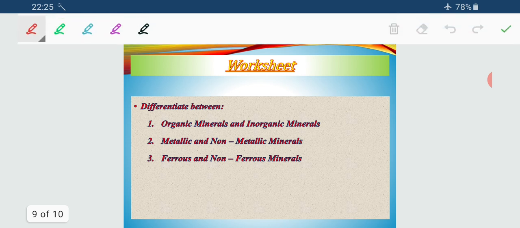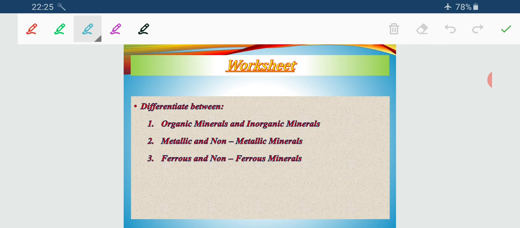Differentiate between organic and inorganic mineral. Now what will be the basic difference? Organic mineral is formed due to the decomposition of the plant and the animal, that is after the decaying part of the plant and the animal kingdom, the organic minerals are formed, and inorganic minerals are formed due to various other geological processes, like tectonic movements, volcanic eruptions, earthquakes. So other minerals are formed due to other geological processes.